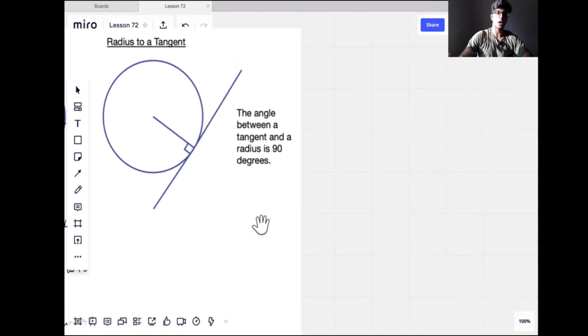Radius to a tangent. This is actually a bit of a harder one to do, so let me read that out first. The angle between a tangent and the radius is 90 degrees, so this angle here. Remember what a tangent was, we talked about in the last video. This is the tangent, this is the radius, obviously starting at the center O. And what we have to remember is that here you don't use the proof that we've been talking about before, we use something called proof by contradiction.